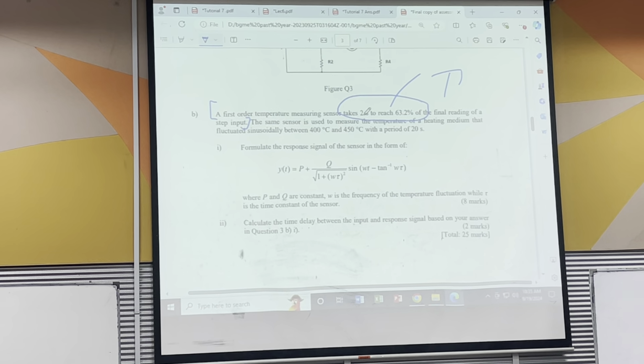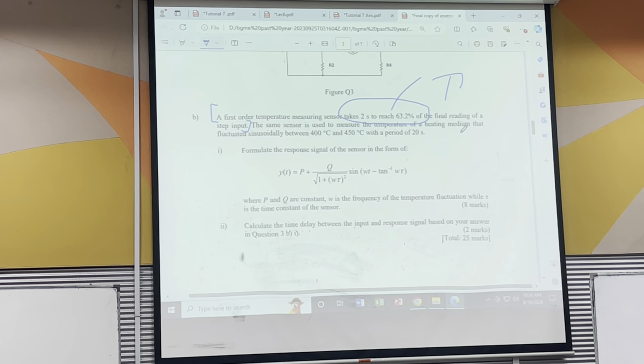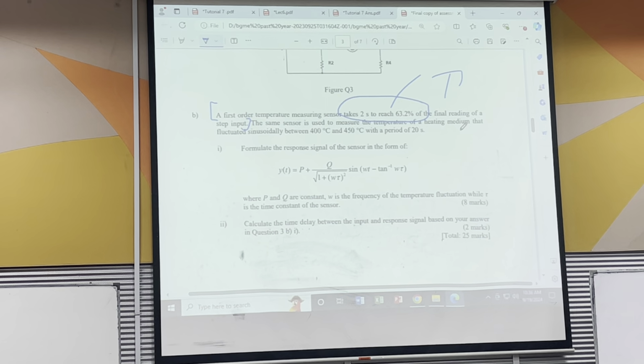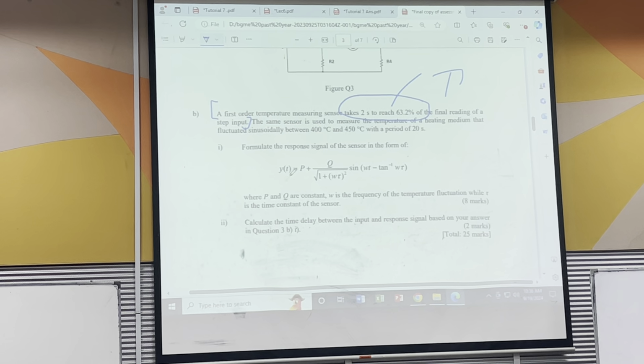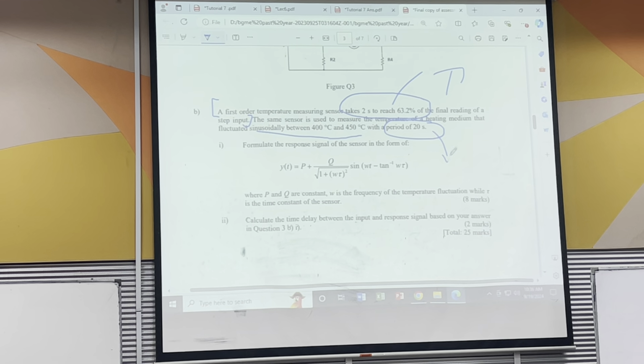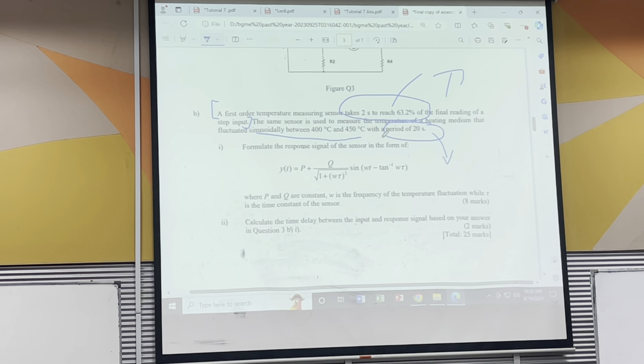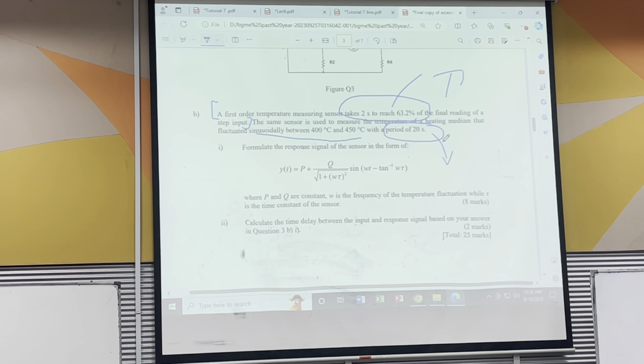So the same sensor is used to measure the temperature of a heating medium that fluctuated sinusoidally. So this one is a frequency response, right? Sinusoidally between 400 and 450 with a period of 20 seconds. So what does a period of 20 seconds mean? Eng Kui, what information do you get from here? A period of 20 seconds.